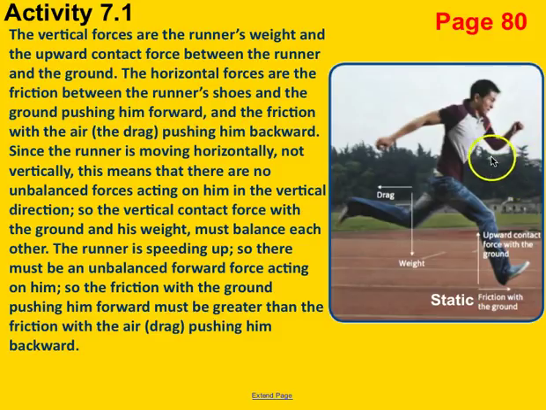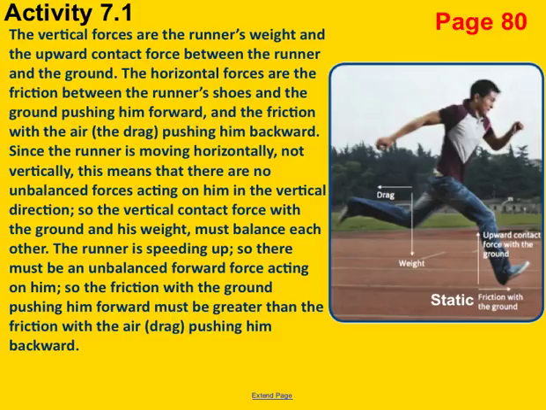Now, this is why a lot of times in track, especially if you watch college, if you watch the Olympics, they have really tight clothing. Just like in swimming, where they wear tight swimming suits so they don't have a lot of drag with the water, here, same with the air. They want to wear tight clothing so there's not a lot of drag between the air and their bodies. So in order to be moving forward, you must have unbalanced forces acting in the direction of the motion.